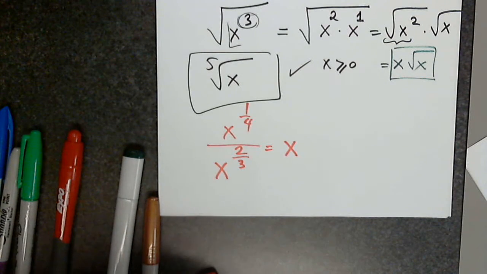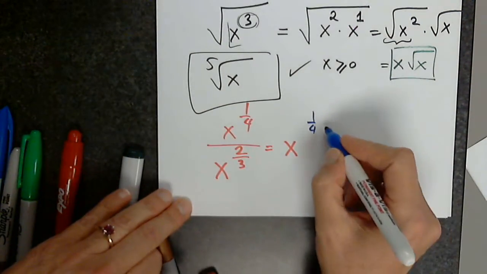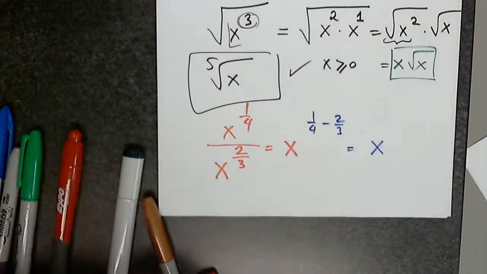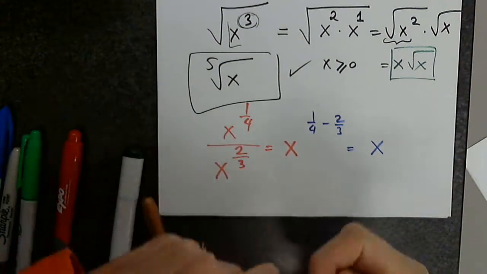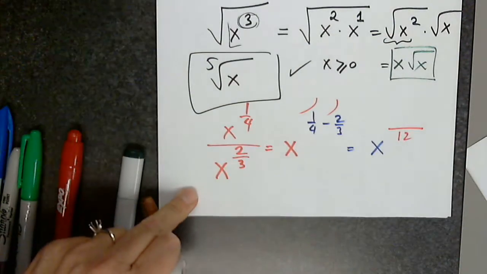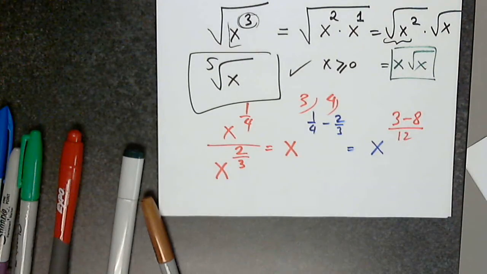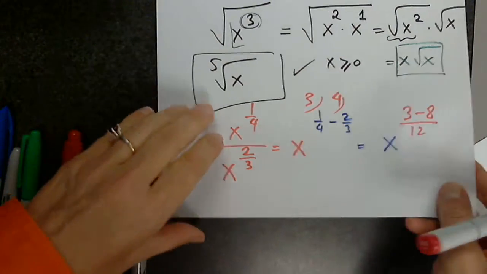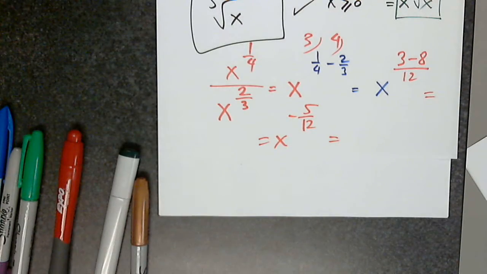When I divide, I copy the base. What happens to the exponents? Yes. From 1/4, we just reviewed that example, right? I subtract 2/3. Perfect. What is my next step then? Excellent. Which is adjustments for the tops. Excellent. So 3 minus 8. Very good. Excellent. So I copy the base, and I have -5/12. What happens next?